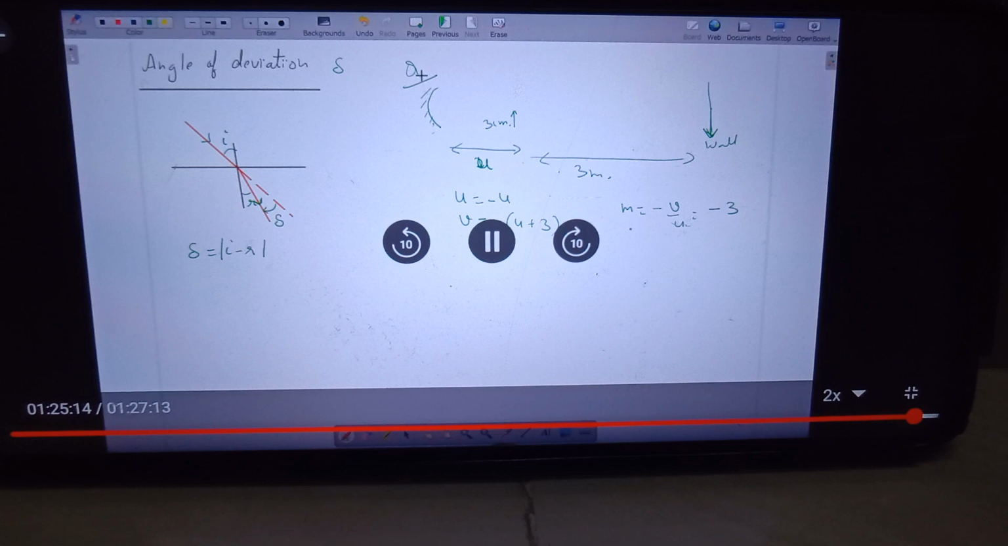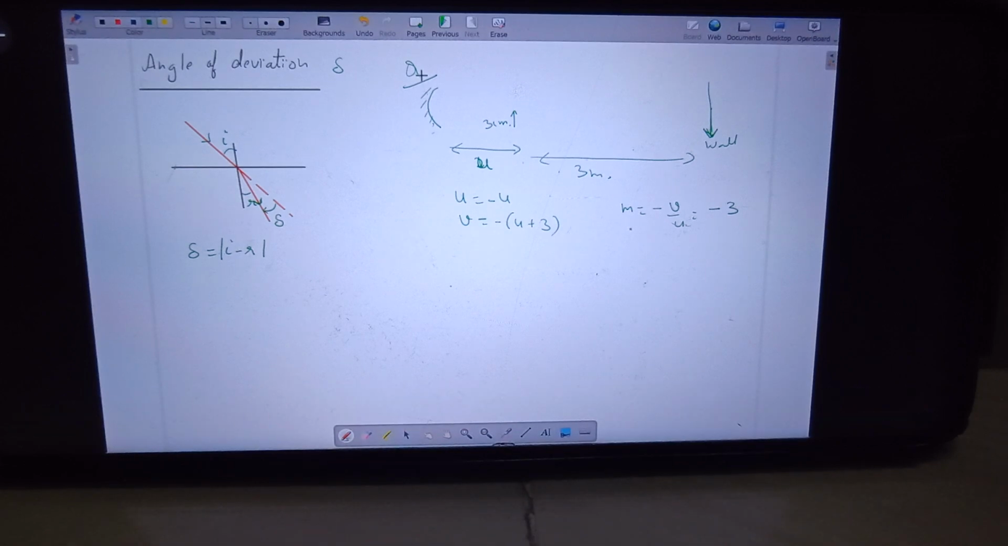So revise all the concepts we have discussed today of refractive index thoroughly. From the next class, we'll be doing some questions on refractive index and angle of deviation only. Then we'll do refraction in plane surfaces first, and then we will move to curved surfaces and start with lenses.